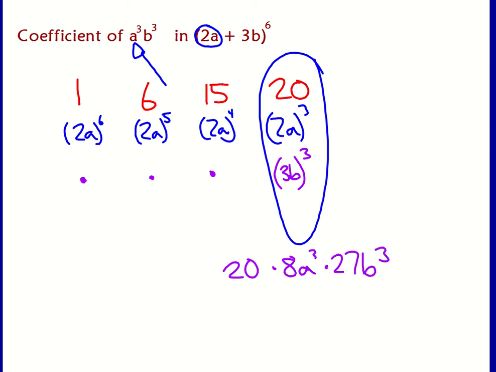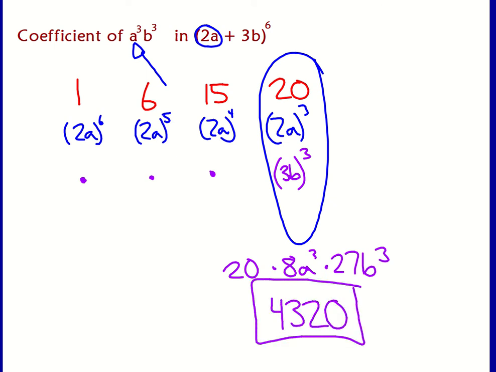And then careful, watch out whether it's asking you for the coefficient or the entire term. If it wants the entire term, we're going to include the a cubed, b cubed in the answer, but in this case it was just asking us for the coefficient. So I'm just going to multiply 20 times 8 times 27 and get 4,320 for the coefficient that would go along with the a cubed, b cubed term.